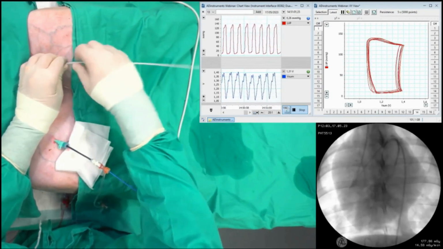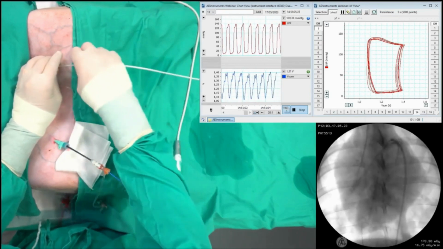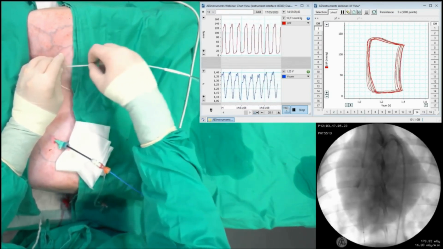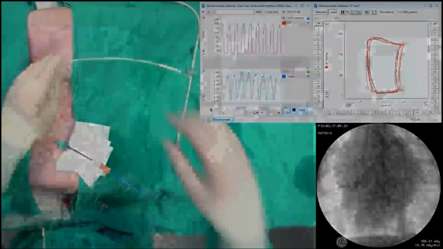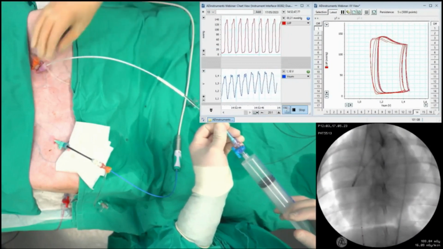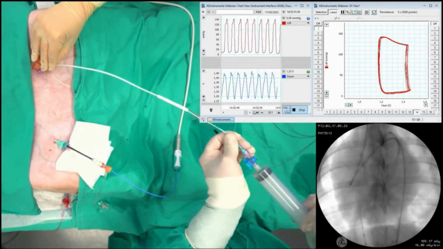And then we advance the balloon just until the cardiac silhouette begins at the level of the diaphragm. And you can see that by the radiopaque markers that the balloon has. And once you're happy with the position, you can do your IVC occlusion. You stop the ventilation. As you saw, the loops became very stable.